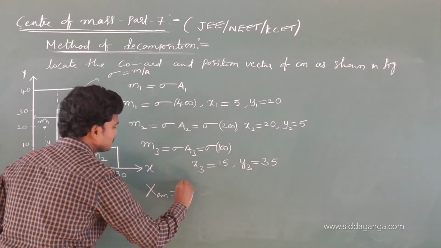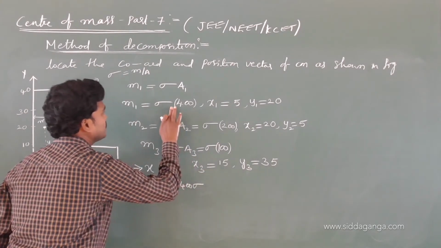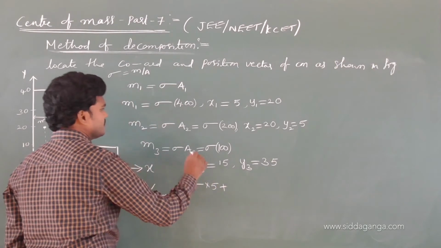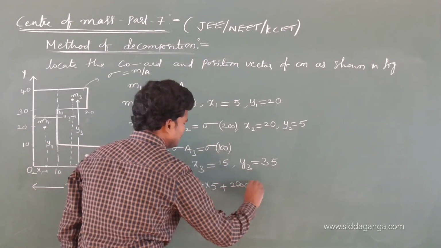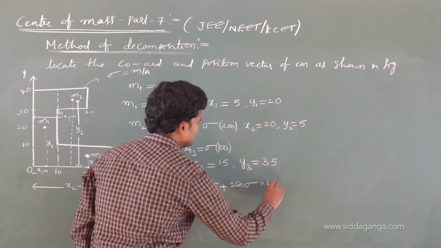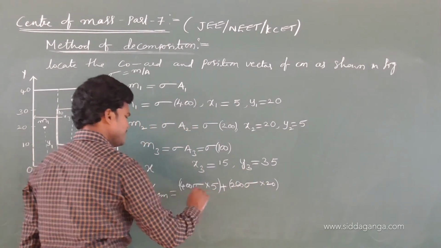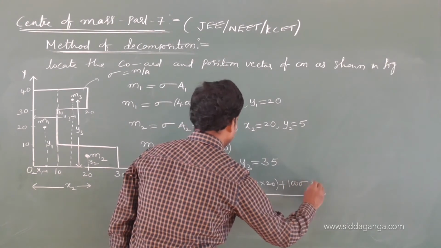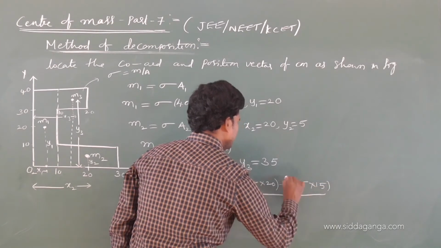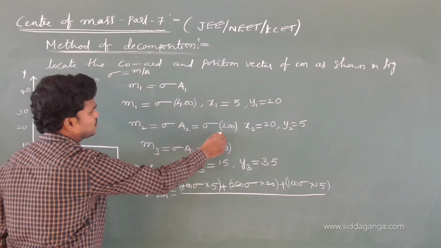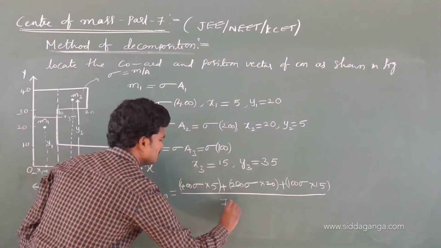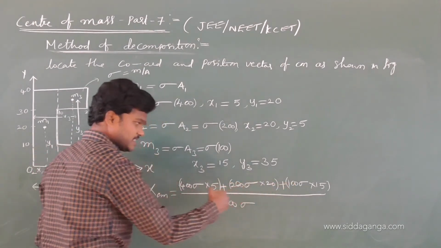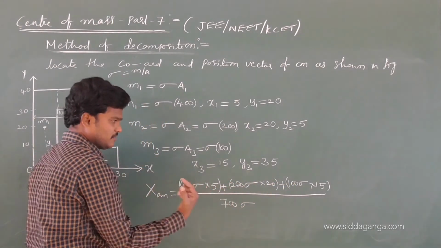So, what is M1? 400 sigma. M1 is 400 sigma, x1 is 5, plus M2 200 sigma, x2 is 20, M3 100 sigma, x3 is 15, over M1 plus M2 plus M3: 400, 200, 100. So, 700 sigma. See, the constant is cancelled out. Here sigma is there, you can take sigma outside.